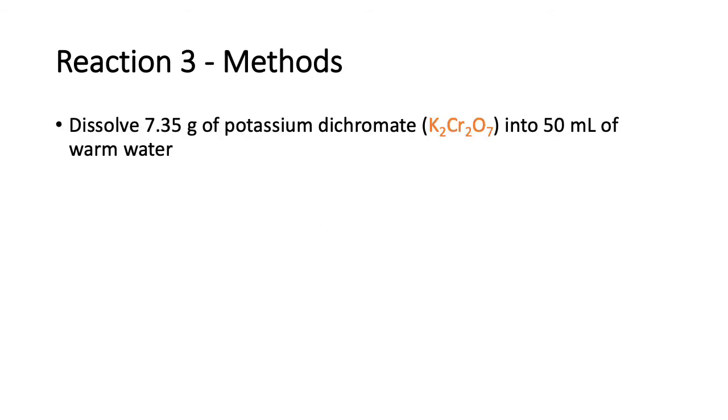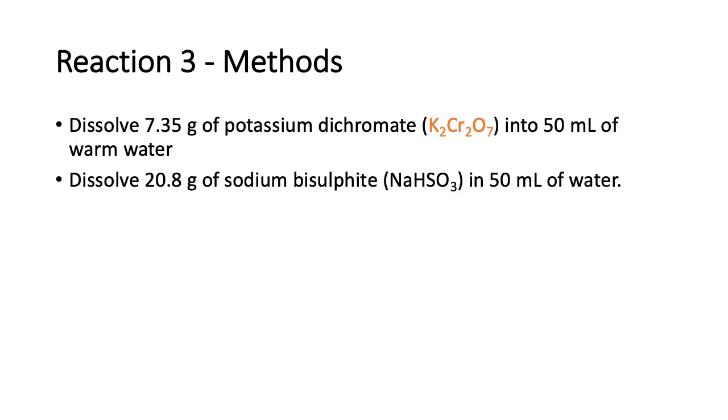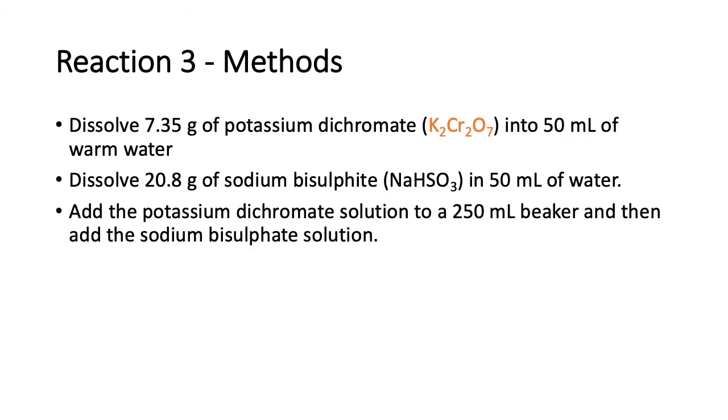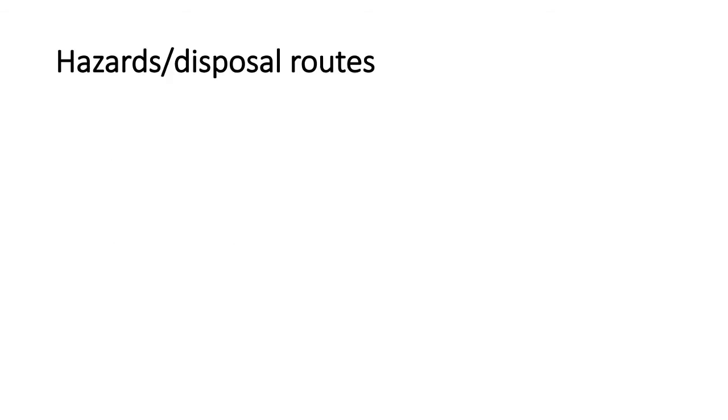These are the methods for this reaction. It's quite simple. You put 7.35 grams of potassium dichromate in 50 ml of warm water, and then 20.8 grams of sodium bisulfate in 50 ml of water, and then you add the sodium bisulfate to the potassium dichromate, and you should see it go green, and then a darker green precipitate.